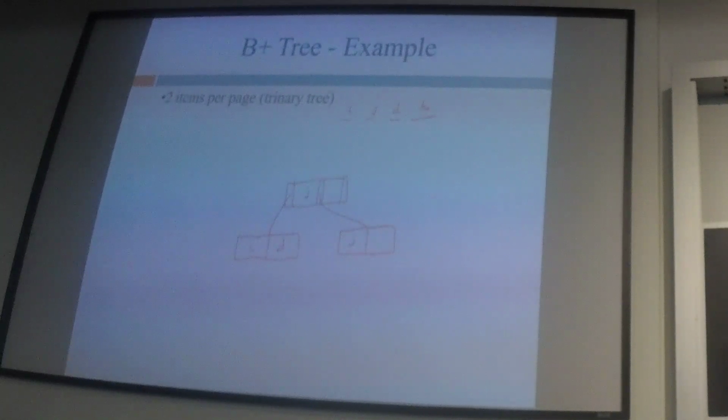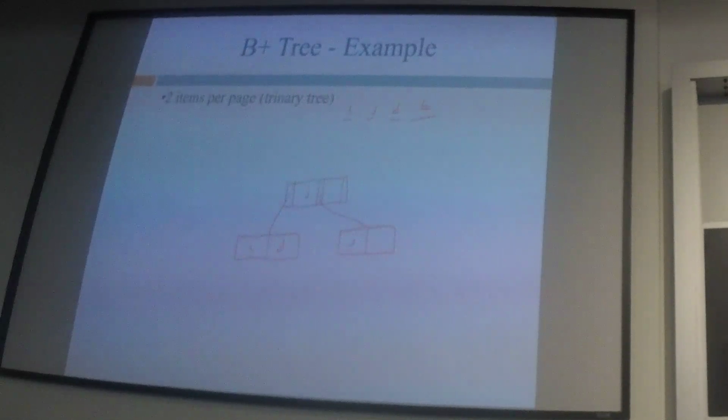So I can't put it here. We have space there, but I can't put it there because B is less than J. And it's not because of this J. It's because of this J. So when finding where I want to put a new node, we basically traverse down the tree.